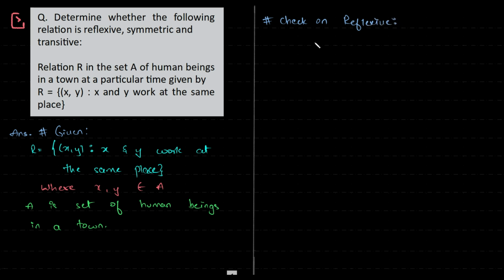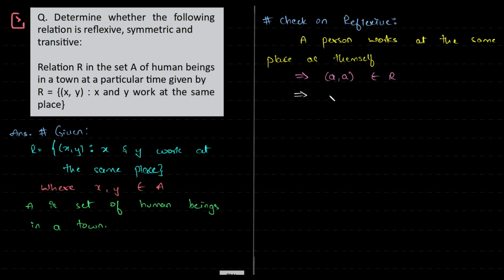Okay. So we have a person who obviously works at the same place as themselves. With this, what can I infer? I can tell that (A, A) belongs to R. And from this, I can tell that R is reflexive, as simple as that.